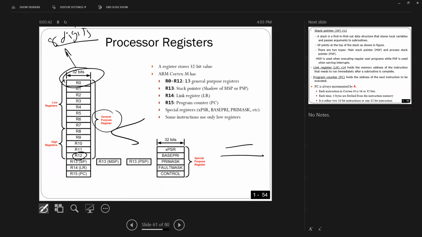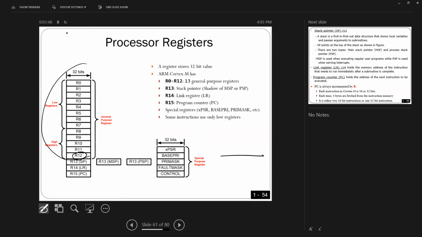Anyway, I'm going to give you details on this later. For now, we have here the general purpose registers, R0 until R7. These we call low registers, and these ones are high registers. Why do we call them this way? Because, as I'm going to explain later, some instructions can only work on low registers. But all of these are general purpose.